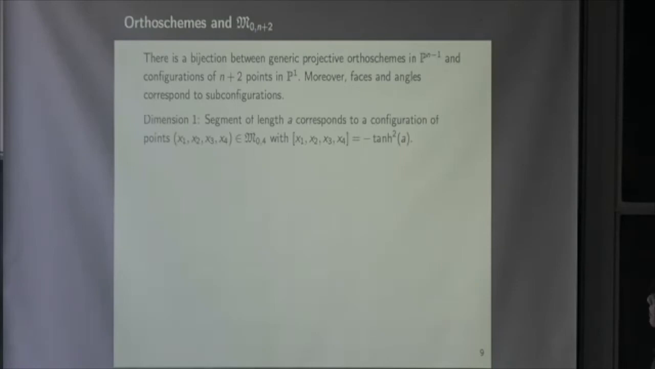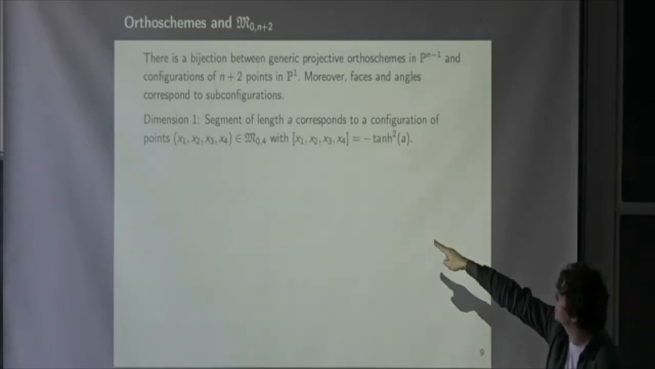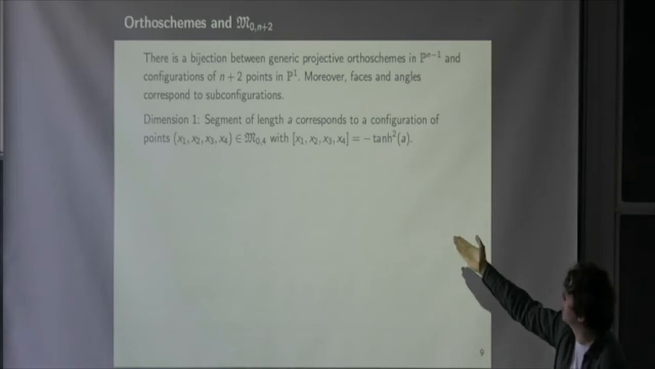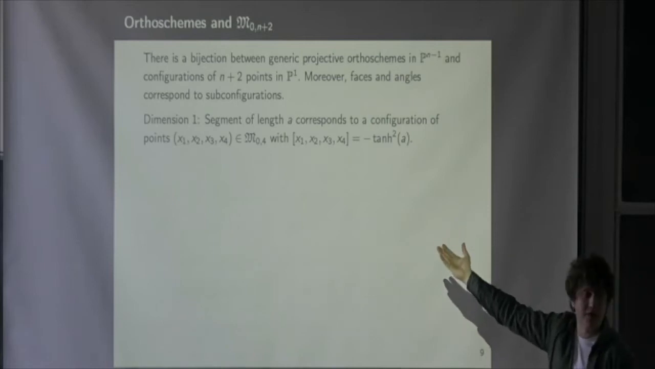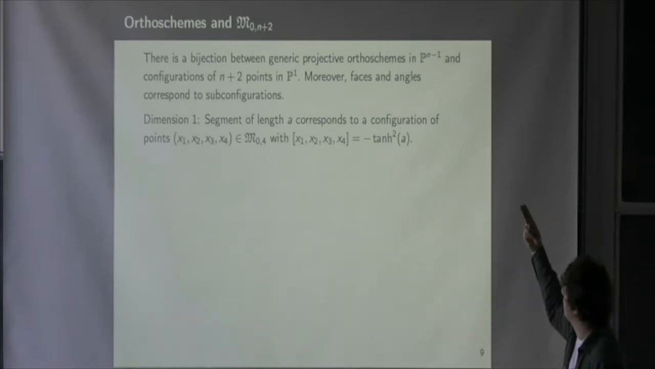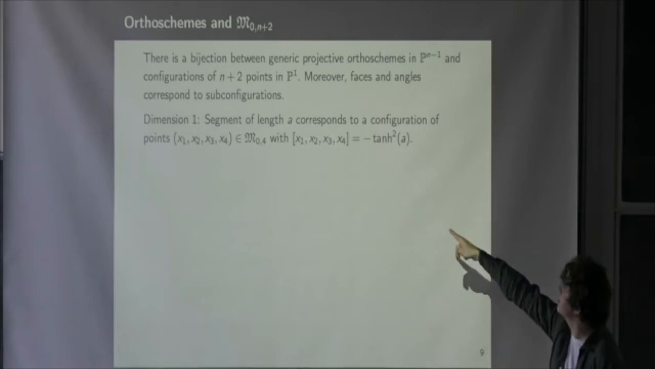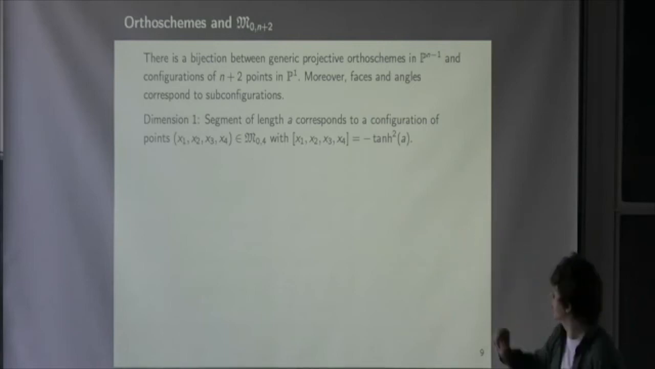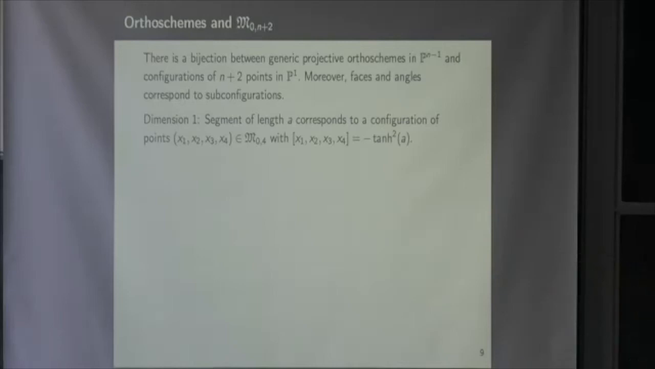And here's an example. In dimension 1, I just state what this correspondence does. To a configuration of points x1, x2, x3, x4 in M04, which is just the configuration space of 4 points in P1, I have one invariant, the cross ratio, and I attach a segment whose length, not hyperbolic length, but tangent hyperbolic squared minus, is equal to the cross ratio. That looks weird, I understand. But in dimension 1, in both cases you have just one-dimensional objects, you need to identify C and C, and you can do it in any way.